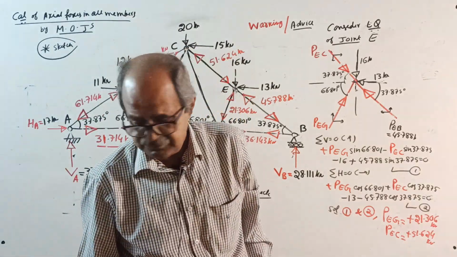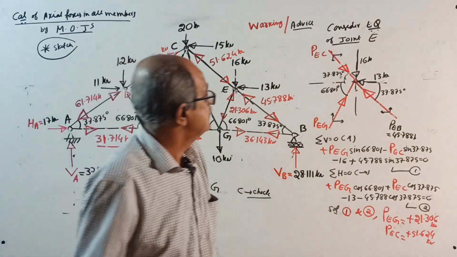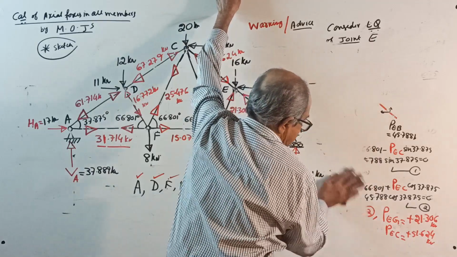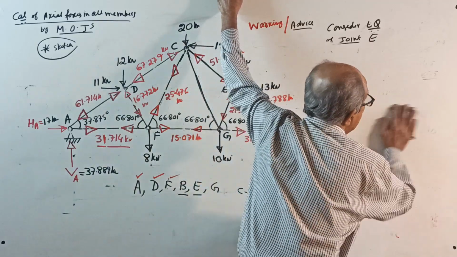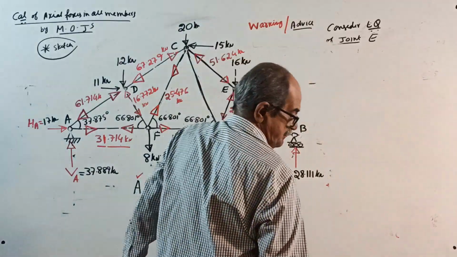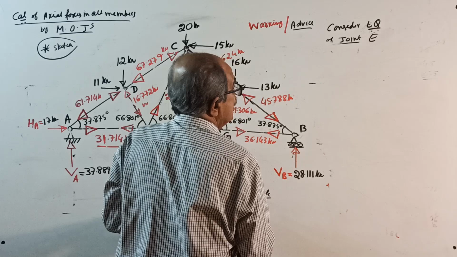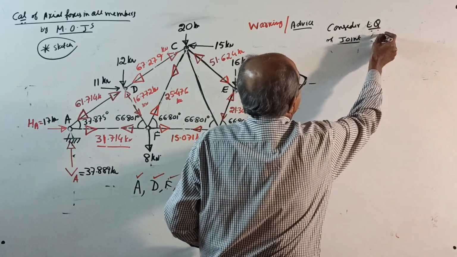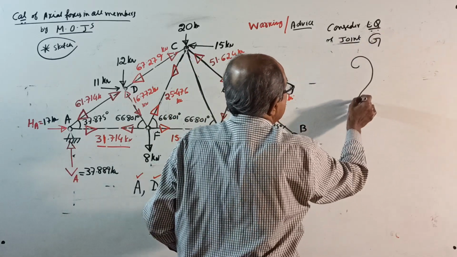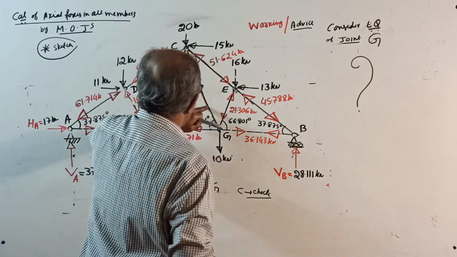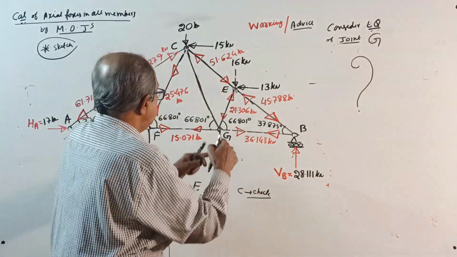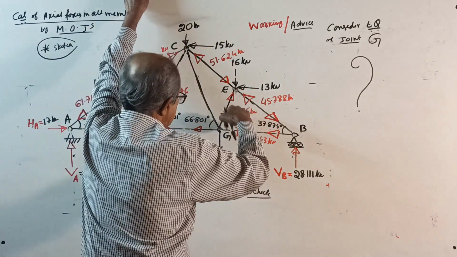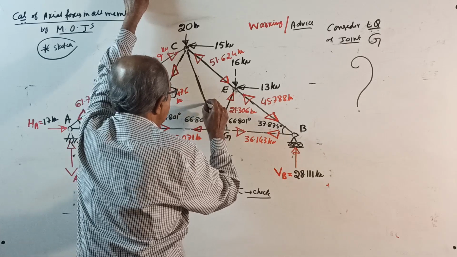Now last part, closing part. After E, lastly, consider equilibrium of joint G. Okay, G. Again question mark. Why? Simple, one unknown. So I will tell you, you put the sketch there, you assume it to be one minute down. I am so sure it will come like this.